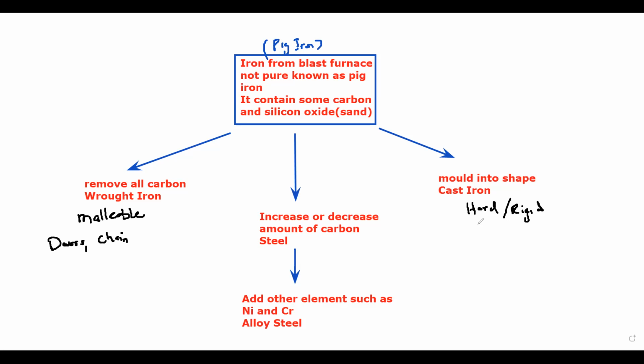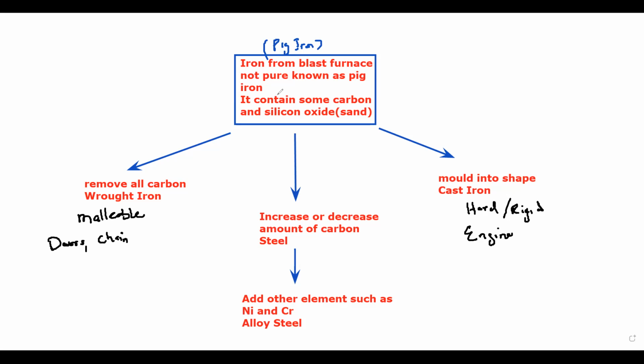And what is the use of the cast iron? Cast iron is used for engines. The car engines are mainly made up of cast iron. Even for grill pans, you will find the grill pans are also made up of cast iron. They're very hard and dense and rigid also, they don't change shape easily.